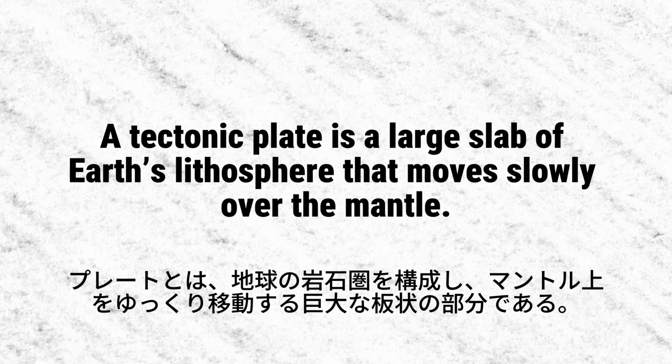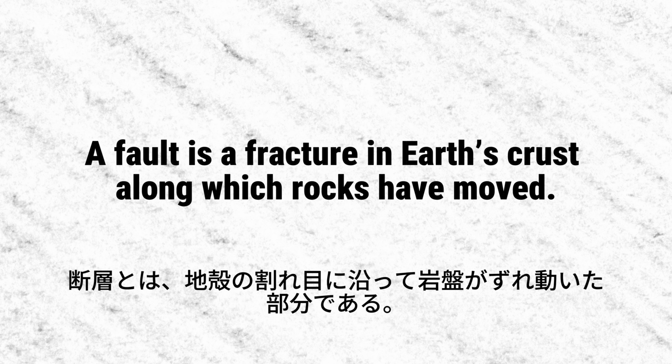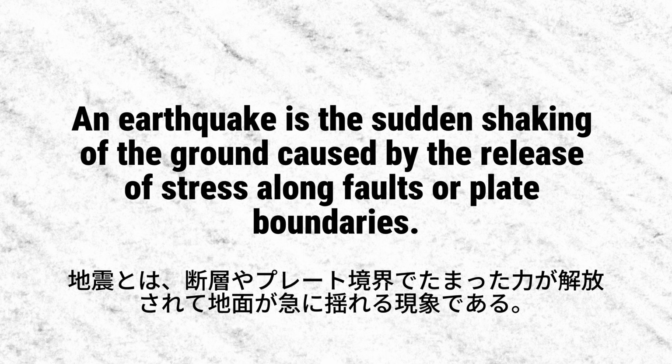A tectonic plate is a large slab of Earth's lithosphere that moves slowly over the mantle. Plate tectonics is the theory that explains how moving plates shape Earth's surface through collisions and separation. A fault is a fracture in Earth's crust along which rocks have moved. An earthquake is the sudden shaking of the ground caused by the release of stress along faults or plate boundaries.